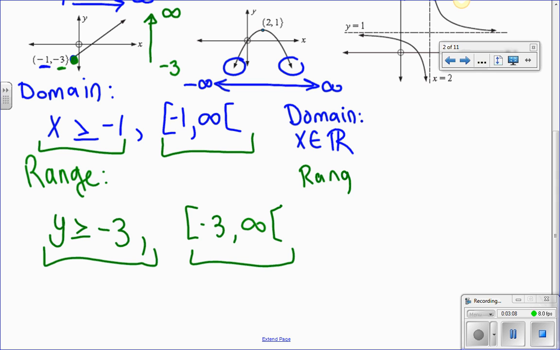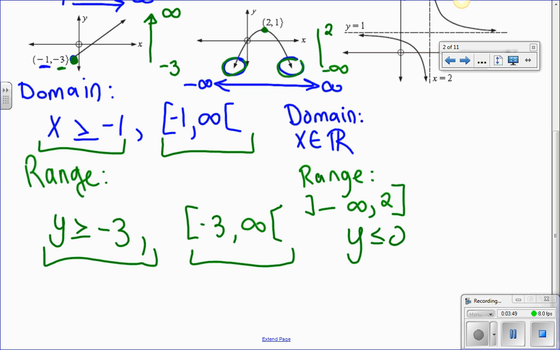Range then. So range, we can see y is at its maximum at 2, and then it's going towards -infinity. So we've got from 2 to -infinity. These arrows point towards a y of -infinity. So we want this in order, so we can say from -infinity, not including that, to 2, but including 2 because that point's included. Or we can say y is less than or equal to 2.